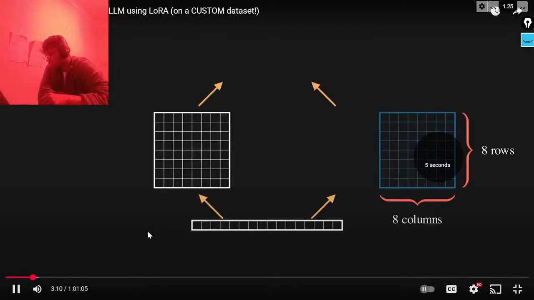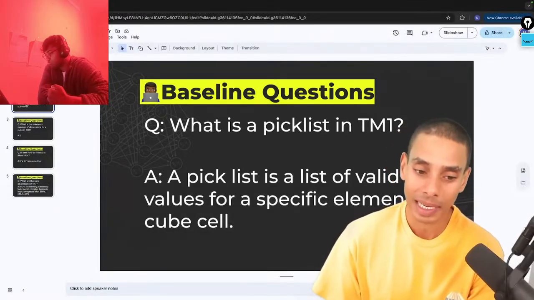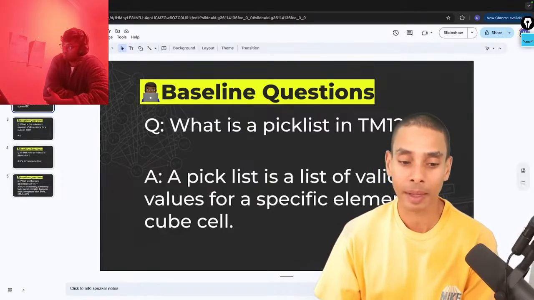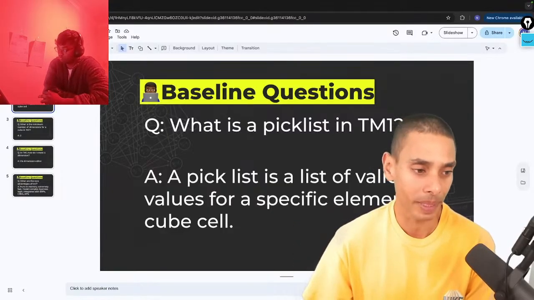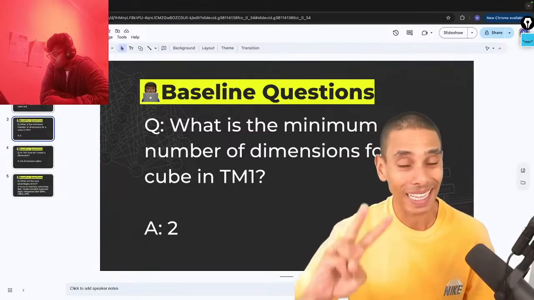Well, you'll find 2 outlying questions that I've gone and predefined. The first question is, what is a pick list in TM1? And the answer to that is a list of valid values for a specific element or a cube cell. So it's effectively a drop-down. Second question, what is the minimum number of dimensions for a cube in TM1? In this case, it is 2.